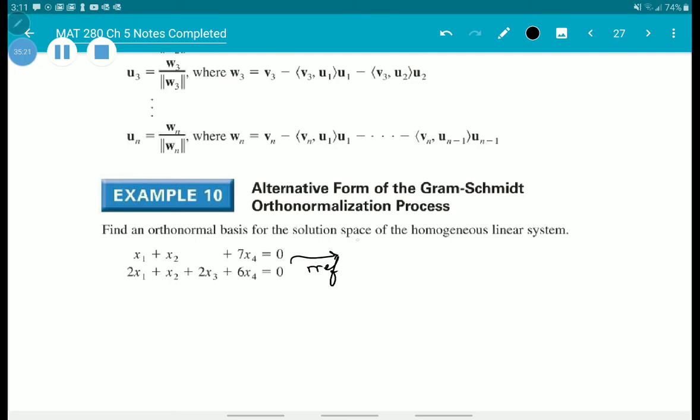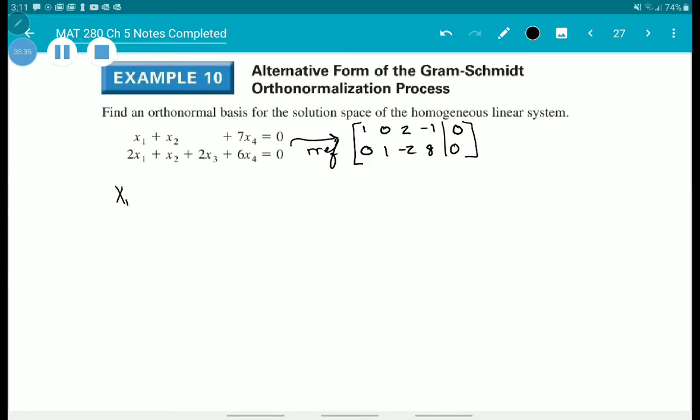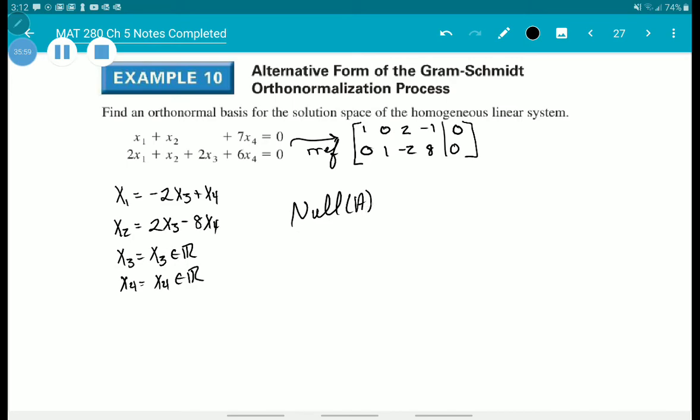So if we do RREF on that, here's what I got. So I know x1 is equal to negative 2x3 plus x4. I know x2 is equal to 2x3 minus 8x4. And I know x3 and x4 are free. So the null space, which is the solution space for this homogeneous system, is going to look like this.